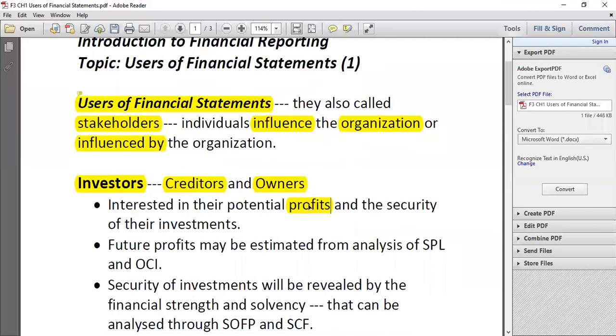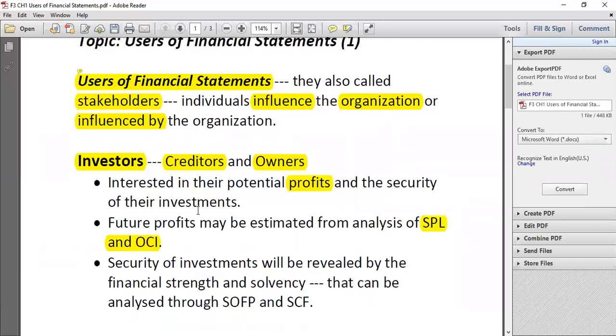So how will they know about the profitability of the organization? In the financial statements, they will use the statement of profit or loss and other comprehensive income to assess the profitability, or financial performance, of the organization. You can also call the SPL an income statement. So they will use the income statement to assess the profitability situation of the organization.